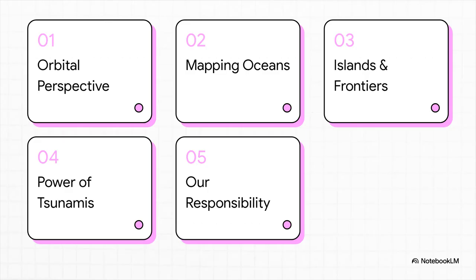Okay, let's dive right into this. Here is our roadmap for today. 1. The orbital perspective. 2. Mapping oceans and continents. 3. Islands and frozen frontiers. 4. The power of tsunamis. And 5. Our collective responsibility.